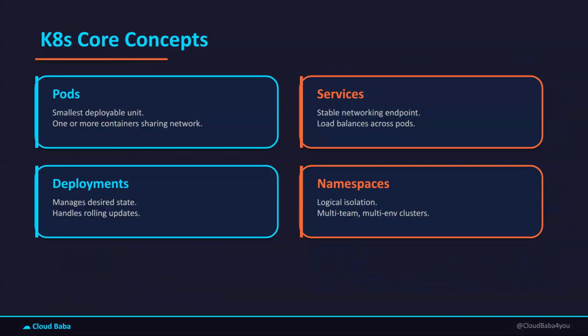So what is Kubernetes? Let me quickly break down the key building blocks. First one is pods, the smallest deployable unit. Whatever app or program we write, it's the pods where we deploy. It's one or more containers that share a network. Next would be services, a stable network endpoint that load balances traffic across your pods. Next would be deployments, which manage the desired state and handle rolling updates.